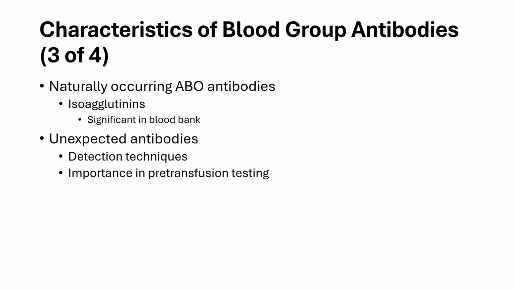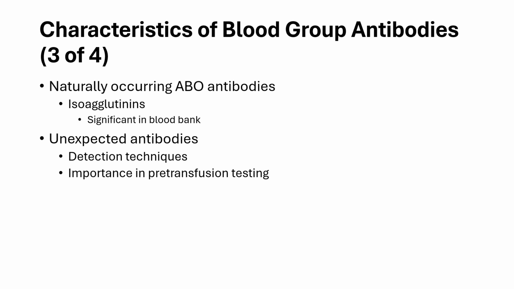We have naturally occurring antibodies or ABO antibodies as well. These are called isoagglutinins. These are antibodies naturally present in the plasma against A or B blood group antigens that an individual lacks. These antibodies develop spontaneously in individuals within the first few months of life without any prior exposure to red blood cells or transfusion. ABO antibodies are highly significant in the blood bank because they can cause immediate hemolytic transfusion reactions if incompatible blood is transfused.